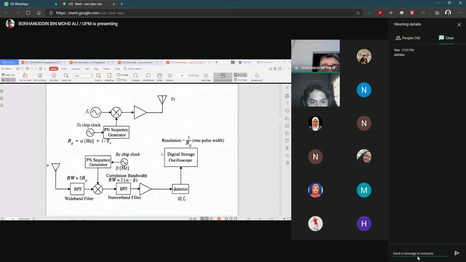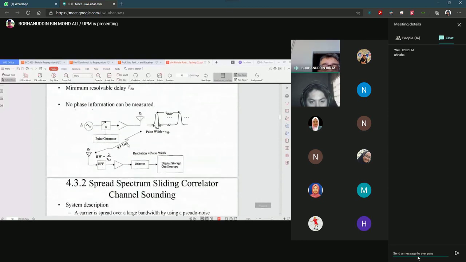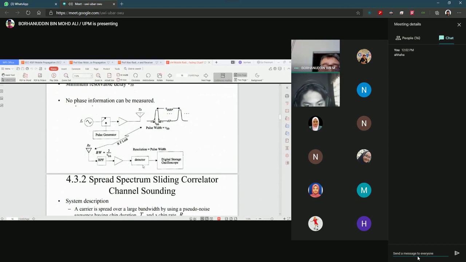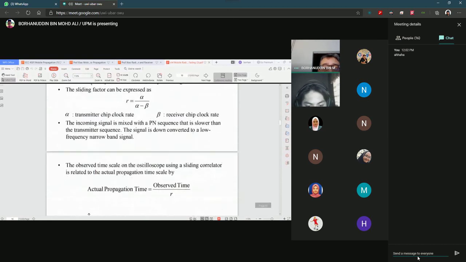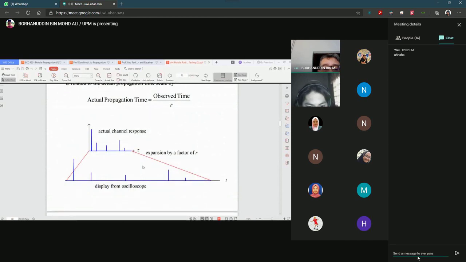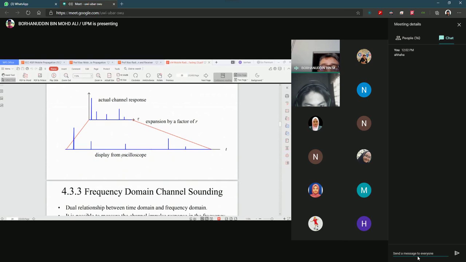These are other experiments with spread spectrum. They call it channel sounding. Essentially channel sounding is the same as this. They just send a certain pulse shape of known characteristic over the channel, and then receive it at the other end, and try to interpret the data. That's called channel sounding. This is an illustration of the result displayed on an oscilloscope, and this is the actual channel.